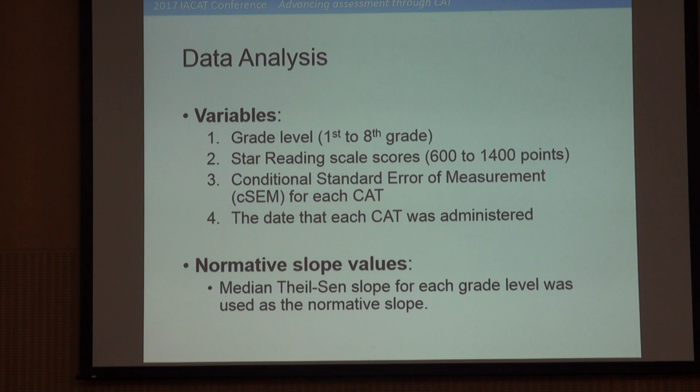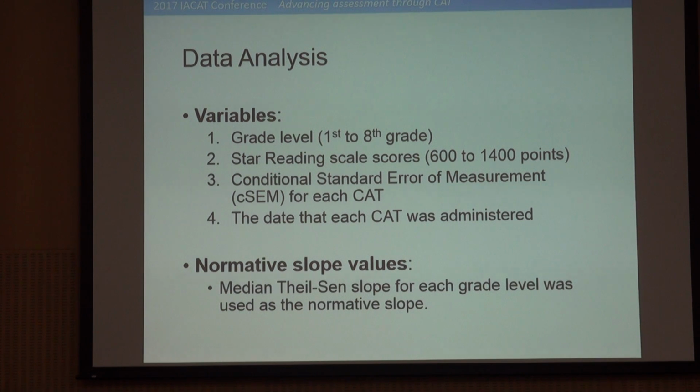Again, the grade level is first to 8th grade, and we are looking at the Star Reading scaled scores ranging from 600 to 1400 points. We are looking at the conditional standard error of measurement from each CAT, and we also look at the date that each CAT was administered to look at the slopes.